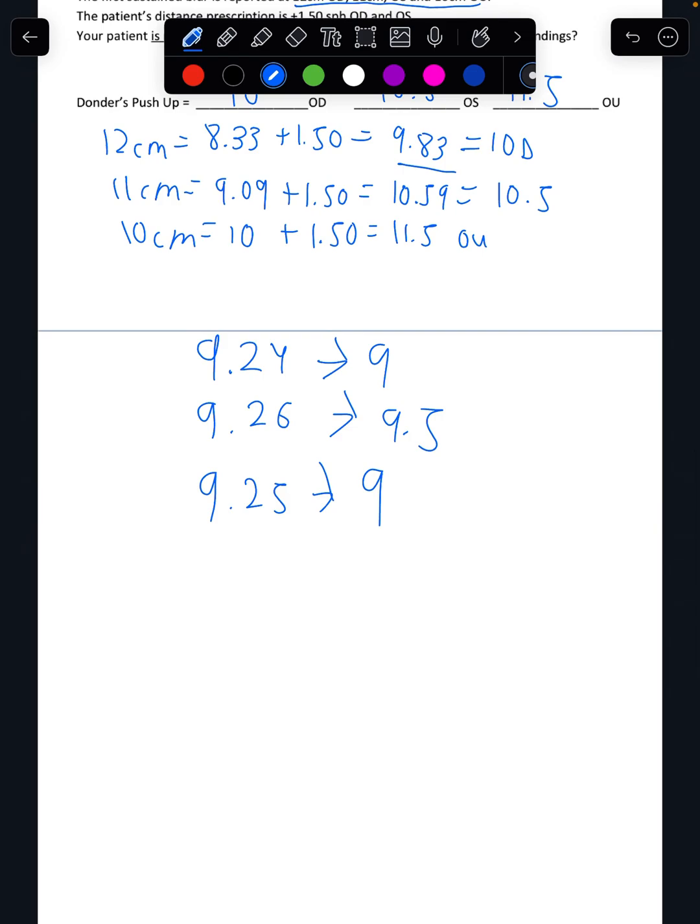And there's just one more thing I wanted to cover with rounding. So let's say you had a situation where you ended with 9.24. We would just round that to the nearest half diopter, which is 9. If you had 9.26, you round to the nearest half diopter, which is 9.5. But if you had 9.25, which is exactly in the middle, I want you to round down to 9, I think.